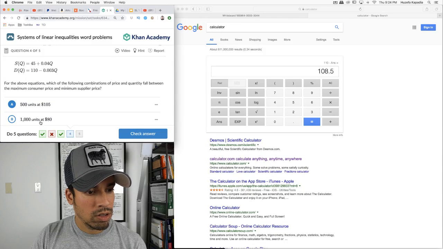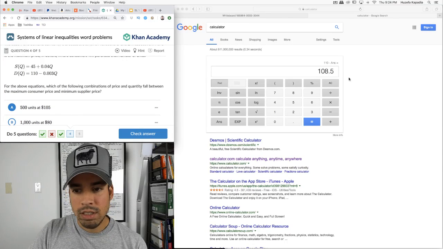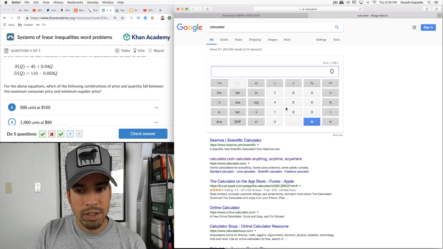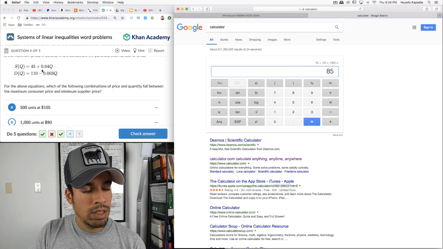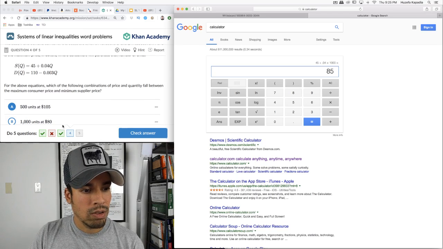I already know this is off. Because check this out. If I plug it in here, it's 45 plus 0.04 times... no, maybe it's not. Hold on. Yeah, 85. So this is supposed to be the minimum. This is below the minimum. So B is out.